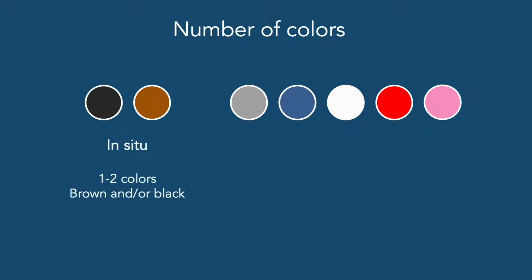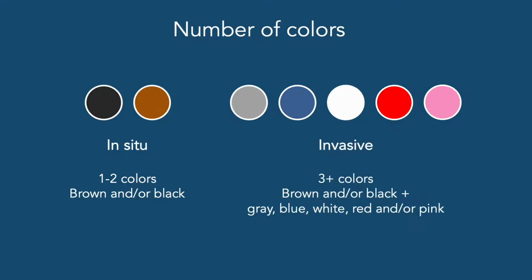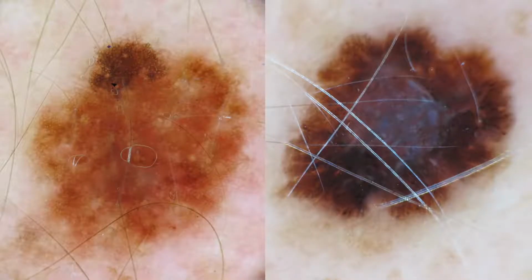If we only see black and brown in a flat lesion, so 1 to 2 colors, and specifically these 2 colors, then it's most likely going to be in situ. Whereas if we start seeing 3 or more colors, including not only brown or black, but also gray, blue, white, red, and or pink, then it could very well be an invasive melanoma. So to the left, we could probably predict that this flat, brownish colored lesion is going to be a melanoma in situ, whereas to the right, where we have brown, black, but also blue and white, and perhaps even some reddish tones in the background, this is going to be an invasive melanoma.